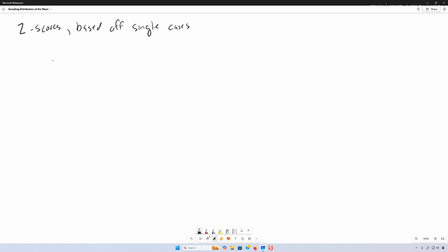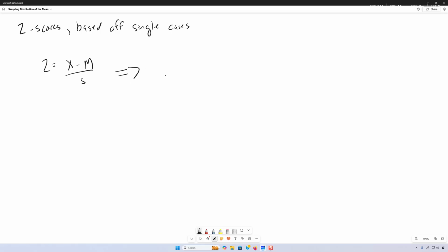So we had z is x minus M over s, right? So x is a single case. We compare that to the mean of the sample, divide by the standard deviation, and it tells us what position our single case is relative to everybody else in terms of standard deviation units. Is it above the mean? Is it below the mean? And how many standard deviation units is it above or below the mean? Now we're going to extend this to samples.